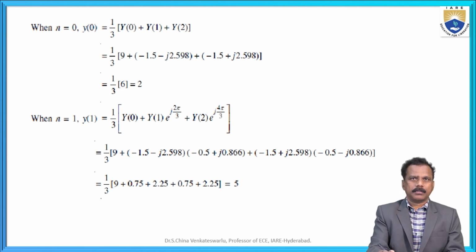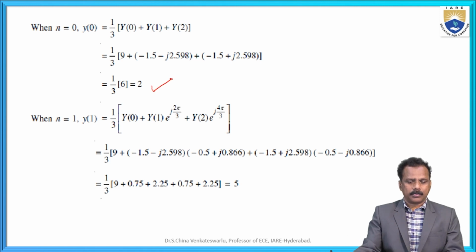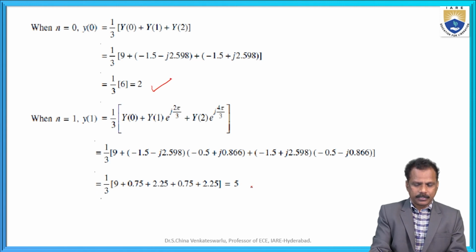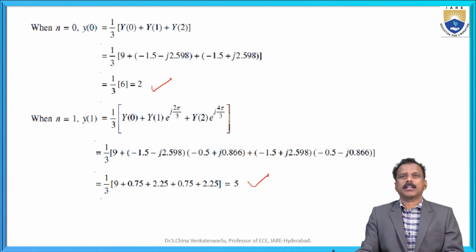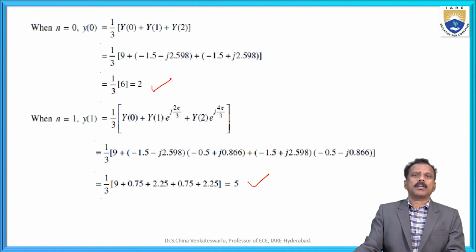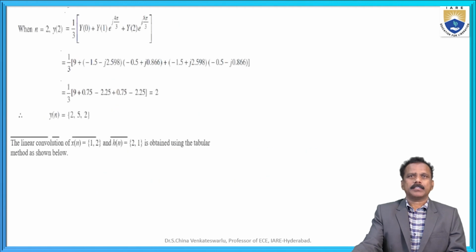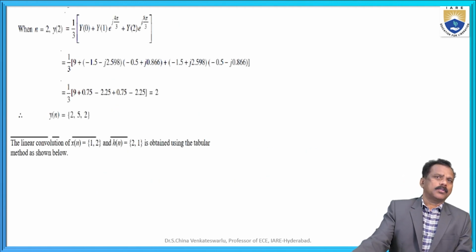So all values we know. Finally, at n is equal to 0, y of 0 is equal to 2, y of 1 is equal to 5. After simplifying this, at n is equal to 0 it is 2, at n is equal to 1, y of 1 is equal to 5. So like this, n is equal to 2 and so on.